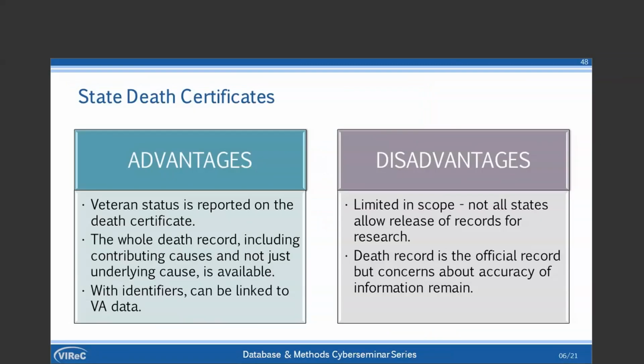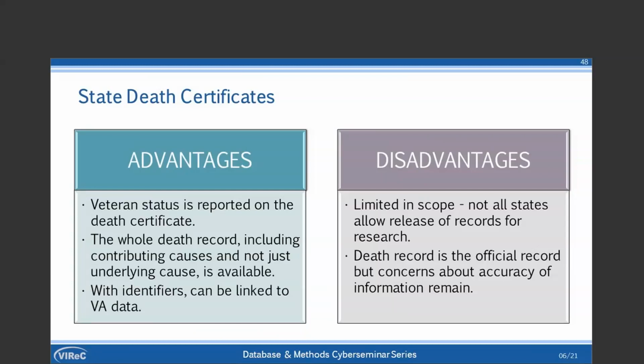So there are some advantages to using these. The veteran status is reported on the death certificate, so you may get veterans who have no affiliation with the VA. It does include the whole death certificate, so you get things like contributing causes, not just the underlying cause of death. You get things like place of death. You get a whole set of information that you wouldn't get from just the NDI Plus.